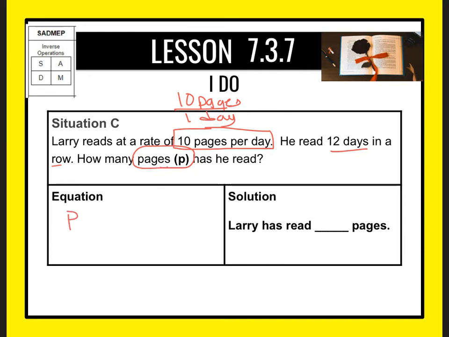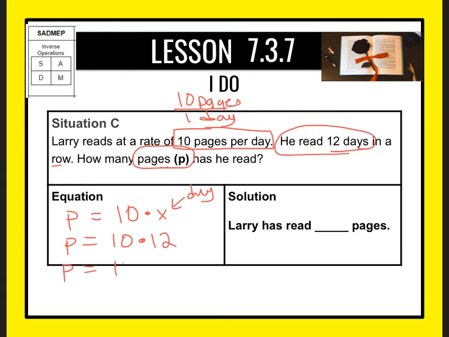So I want the total pages. And I know that he reads 10 pages each day, right? So every single day he's reading 10 pages. So they gave me that he read 12 days. So to get the total pages, I have to do 10 times 12, right? So when I multiply that out, that lets me know that he read a total of 120 pages.